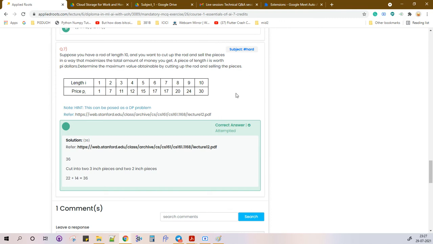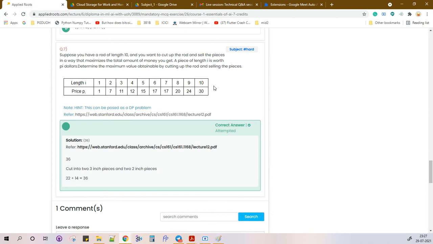Now I have a rod of length 10, a 10 feet rod. If I sell it directly, how much money will I get? $30. But if you think about it, is it possible that if I cut it, I can earn more dollars? So what would be that way?